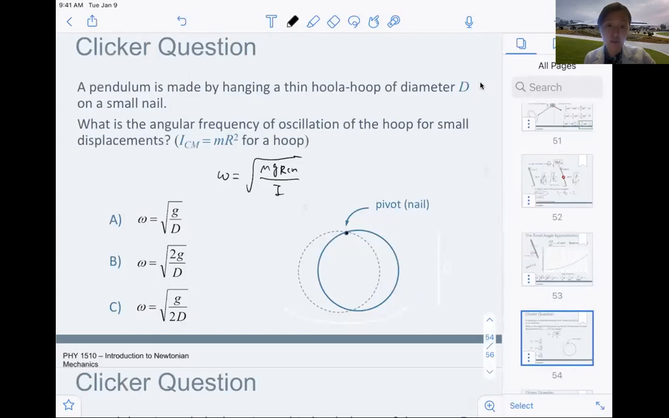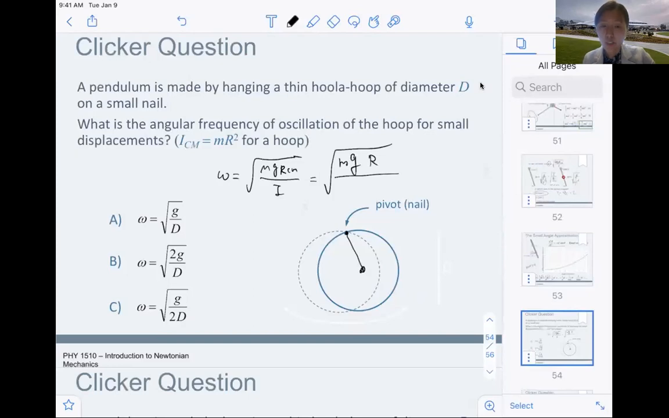What is m? m is just the mass. What is r? r is the distance from your center of mass to your axis of rotation, and I is your rotational inertia. Do we know all of these terms? First, let's look at r. The center of mass is here right at the center, and the distance from the center of mass to this axis of rotation is the radius R. So that's just R. And rotational inertia, here we're looking at a hoop.